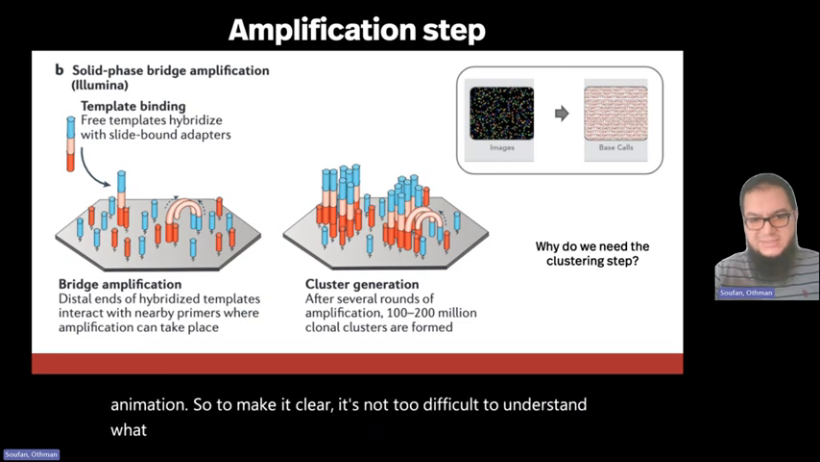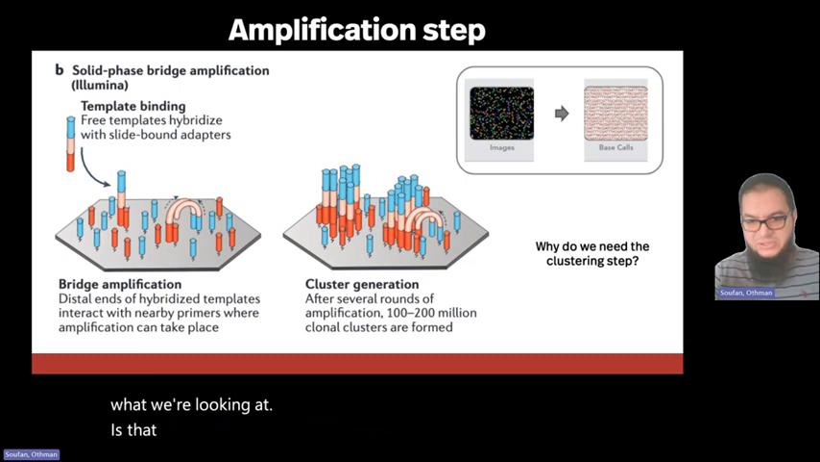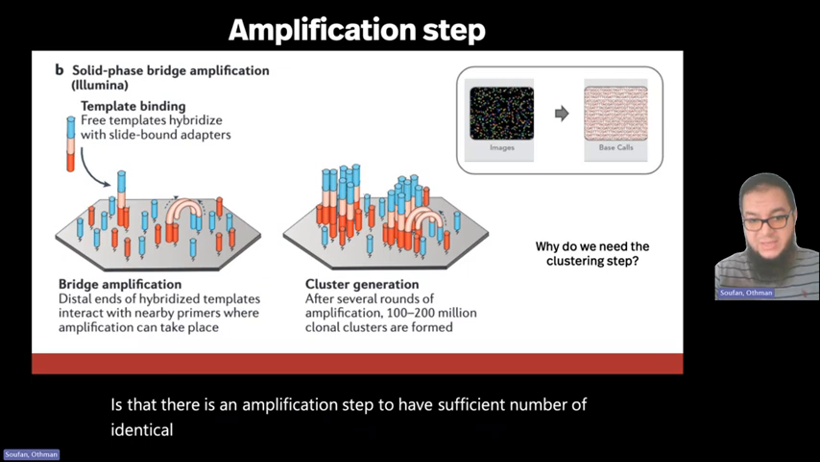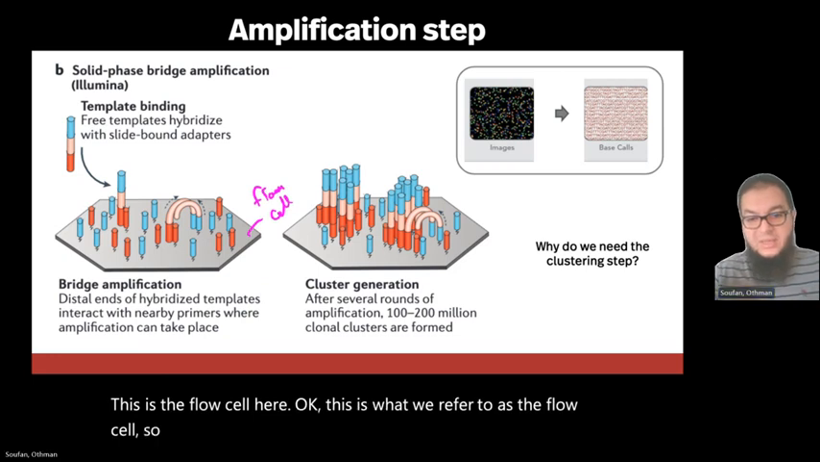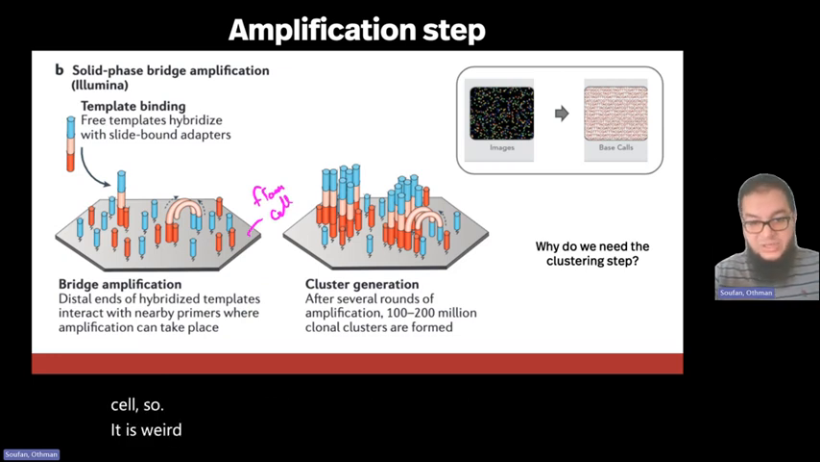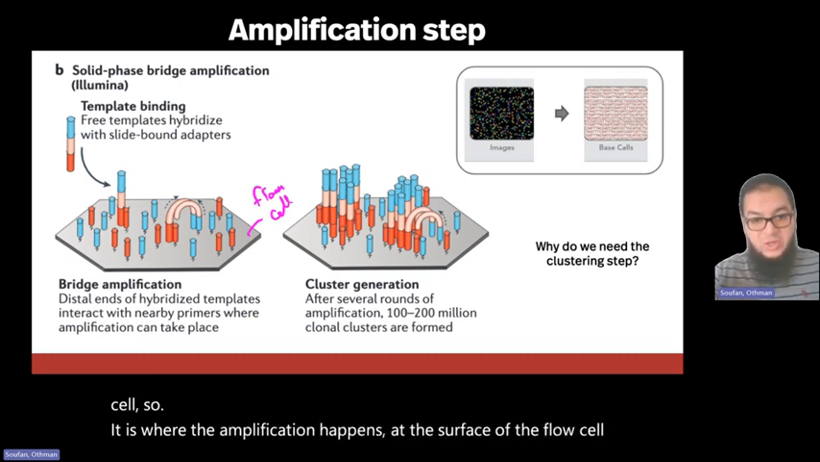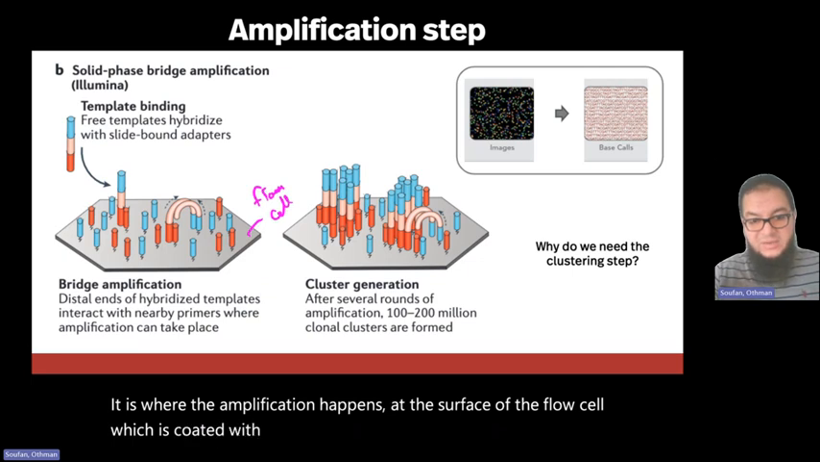What we're looking at is that there is an amplification step to have a sufficient number of identical DNA fragments. This is the flow cell here. This is what we refer to as the flow cell. It is where the amplification happens, at the surface of the flow cell, which is coated with oligonucleotide primers.